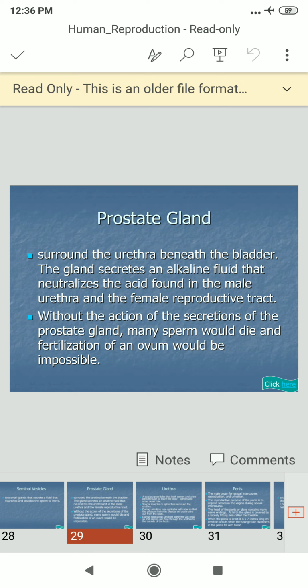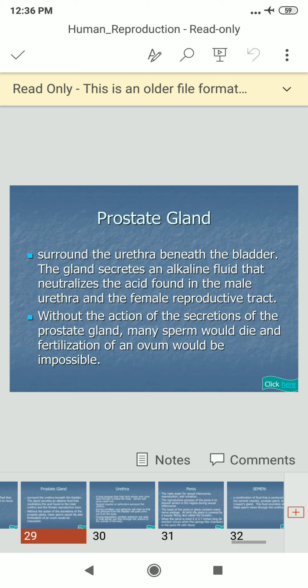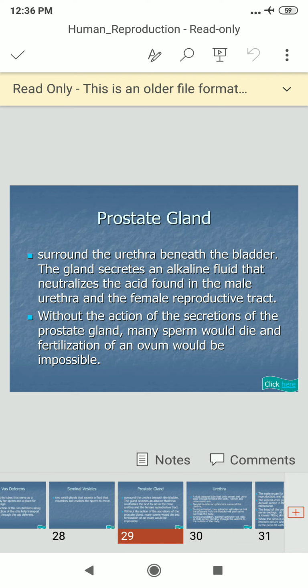Then the prostate gland. The prostate gland surrounds the urethra beneath the bladder, and the gland secretes an alkaline fluid that neutralizes the acid found in the male urethra and the female reproductive tract. Without the action of the secretions of the prostate gland, many sperm would die and fertilization of an ovum would be impossible.